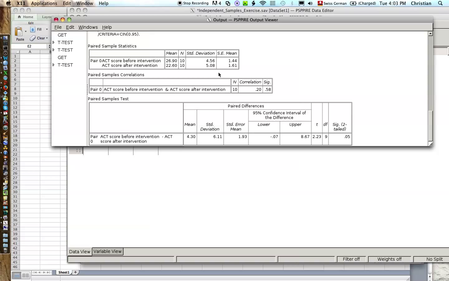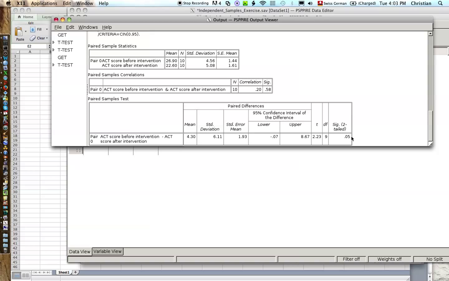Why 9? Just because we have one group. 10 minus 1 is one group, so 9. And this is, if we test it for a two-tailed significance, if we had a non-directional hypothesis, what would we conclude?